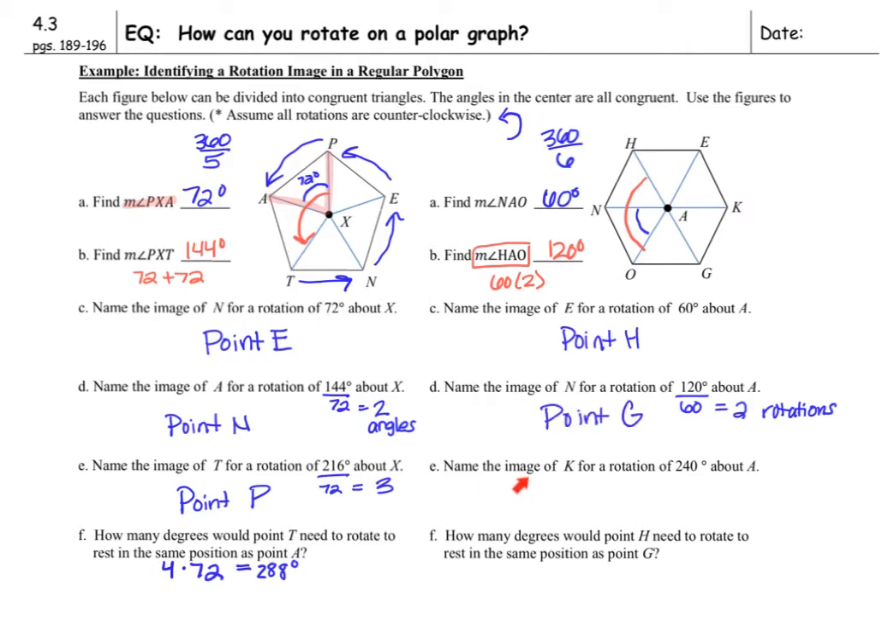If you were going to name the image of K after rotating it 240 degrees, what point would you end up at? First, you need to divide 240 by 60 because each triangle is 60 degrees.